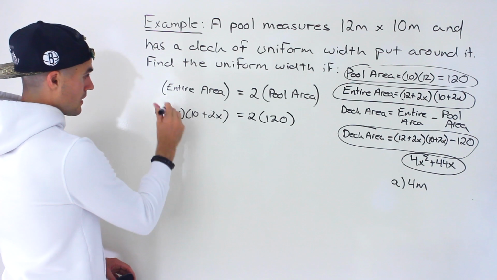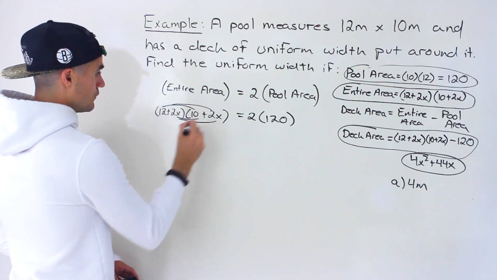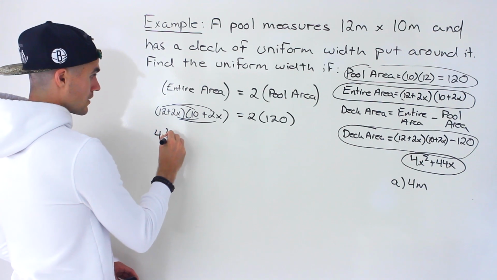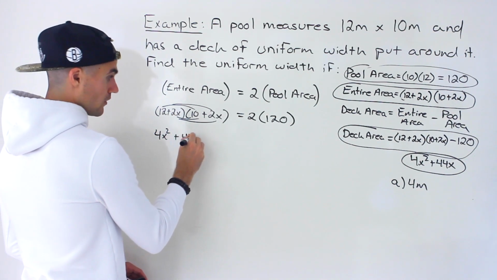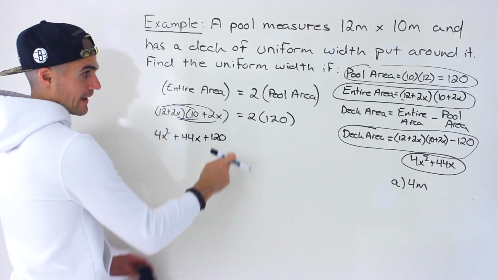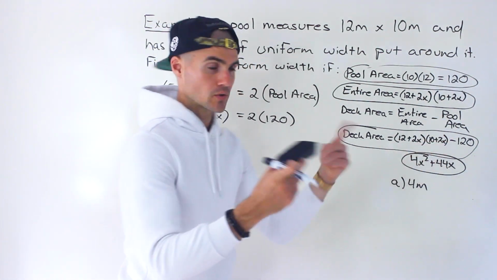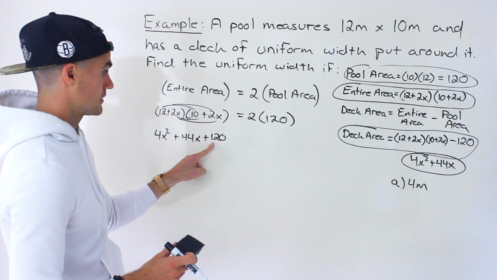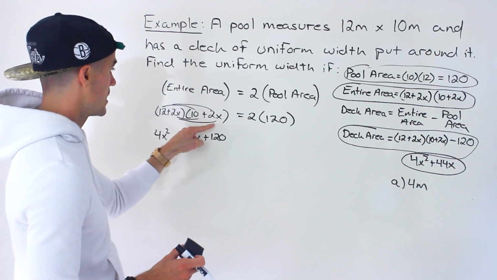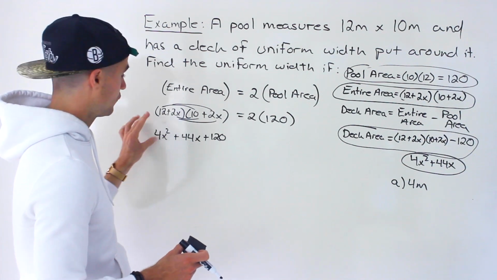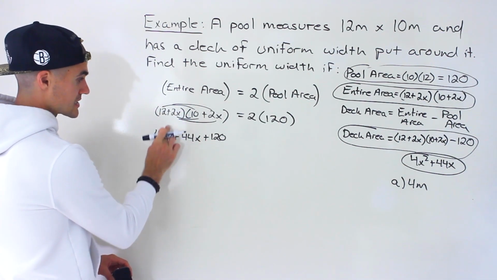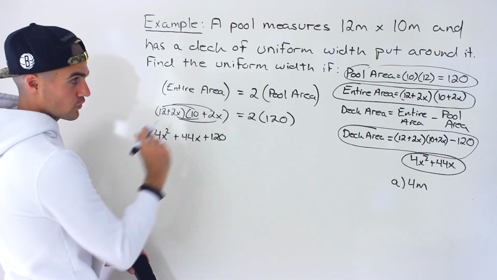Okay, so this entire area here, if we expand all of this, we would end up with 4x squared plus 44x plus that 120. Before we had that 120 subtracted, so those 120s canceled out. Now there's not going to be anything to subtract that 120, right? And this 44x came from 20x plus 24x like we had before when we expanded it. Okay, so this here is the expanded expression for the entire area.